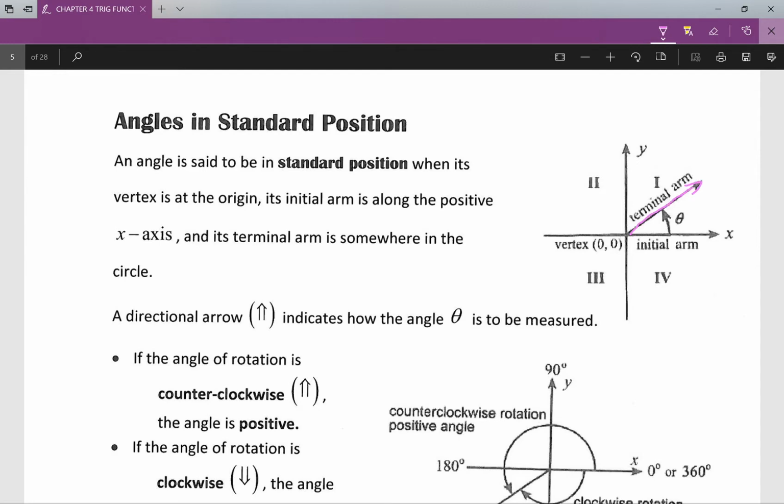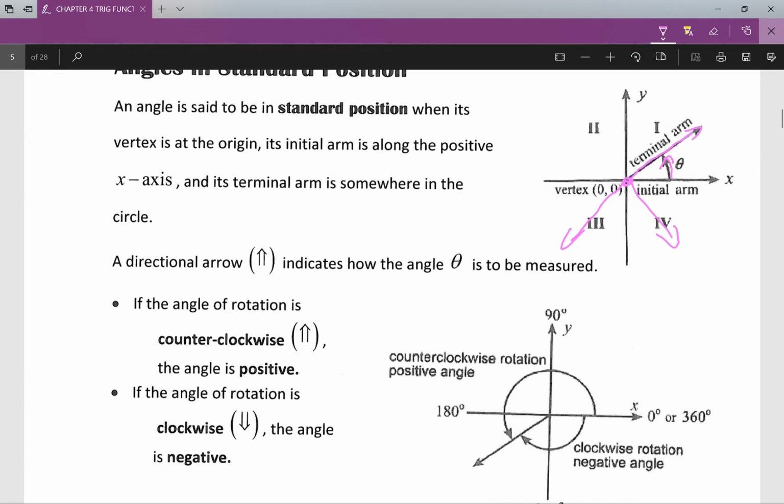Now, when we're looking at this terminal arm, the terminal arm can pretty much exist wherever it wants, but it always emanates from that origin, and that's going to be something that will be really important at a certain point. So when we look at this terminal arm, if we read the angle from the positive x-axis to the terminal arm, that's going to give me the angle in standard position.